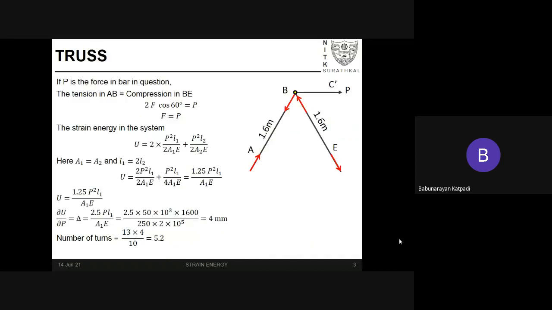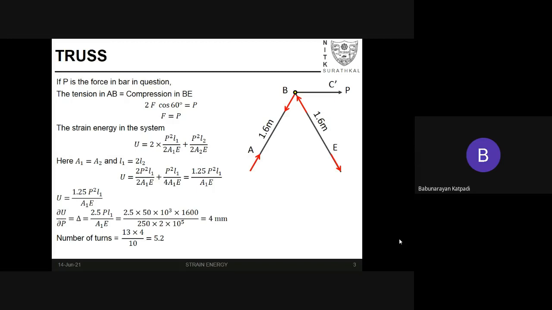Now we make use of the symmetry and we take only half the system, two bars, the bar at top with the turnbuckle. We call the force in the bar with the turnbuckle as P, and the other two inclined bars. One of the inclined bars will be in compression, the other will be in tension. Bar AB will be in tension and bar BE will be in compression.